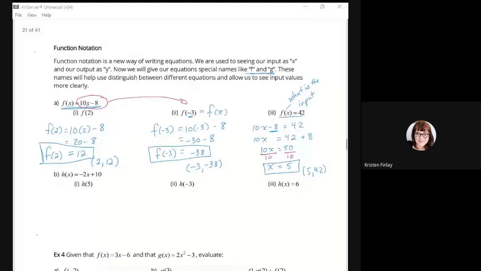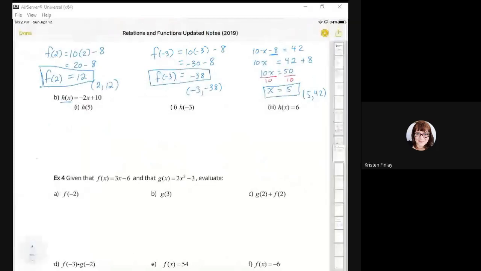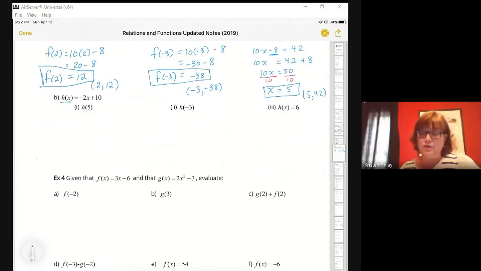Now, we've noted it as h of x because we're talking about a different function. So instead of using f of x, I've changed it and called it h of x. So it's just a way to express it differently, particularly if you're talking about a whole bunch of different functions. If they're all called f of x, it can get confusing. And if you're using them together, you can call it g of x, f of x, h of x, etc. Just be very clear about which one you're using in which questions.